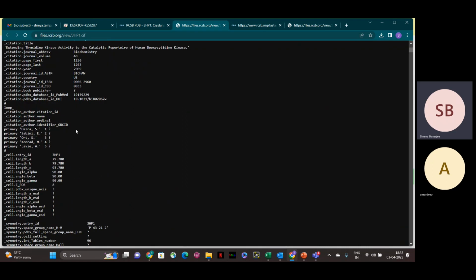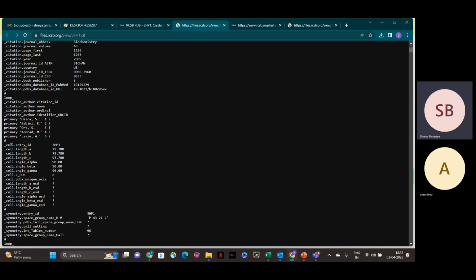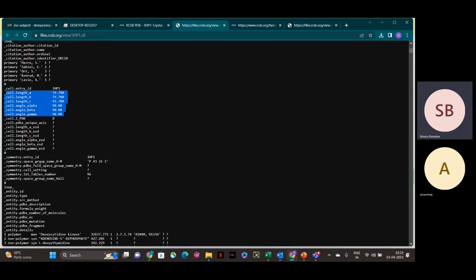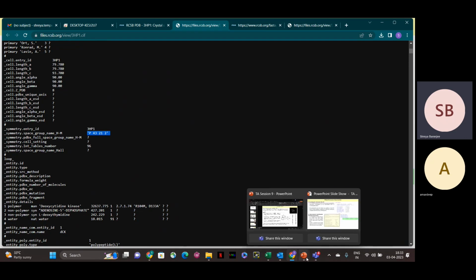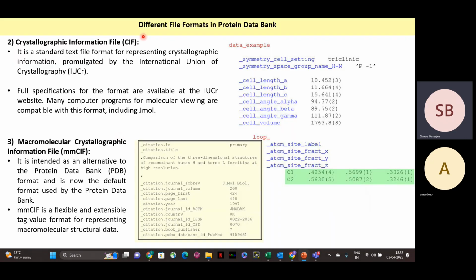So this initial information is not that important. What is important is what I'm highlighting here. This is the unit cell parameters: the length of the sides of the unit cell and the angles. Then you can see the space group is given as P4321-2. So the details of the crystal are given, and that is why it is called a crystallographic information file.